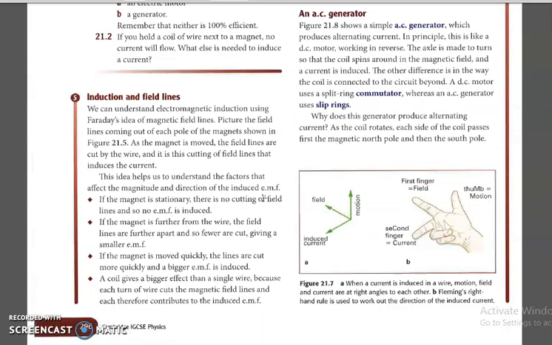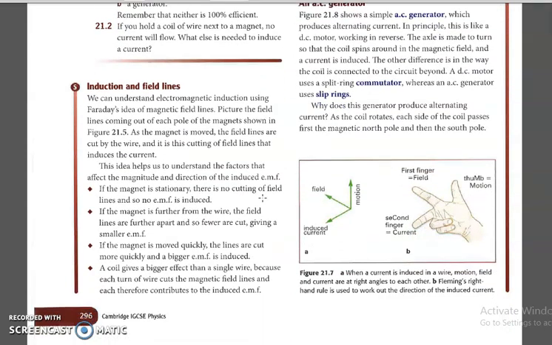As the magnet is moved, the field lines are cut by the wire, and cutting the field lines induces the current that we have already discussed. This idea helps us understand the factors that affect the magnitude and direction of the induced EMF that we discussed yesterday. If the magnet is stationary, what will happen? There is no cutting of the magnetic field lines, so no EMF is induced. Listen carefully: if the magnet is not moving, there is no relative motion between the two, so there is no cutting of field lines and no EMF induced.